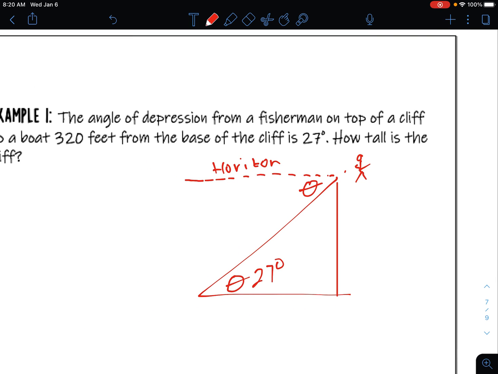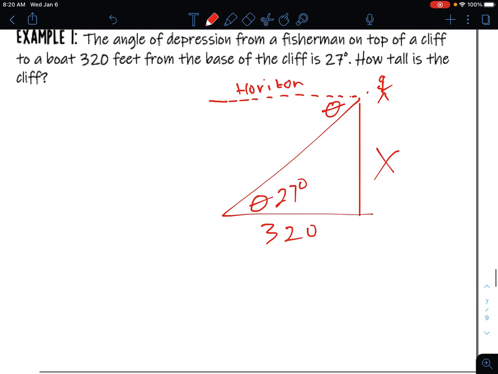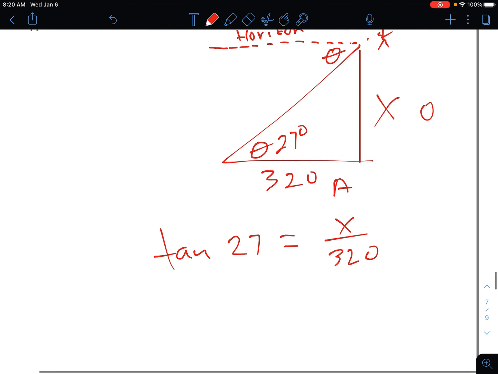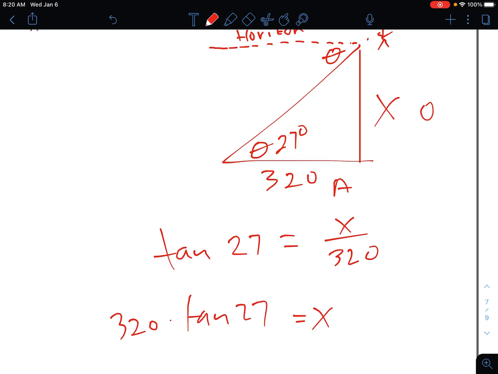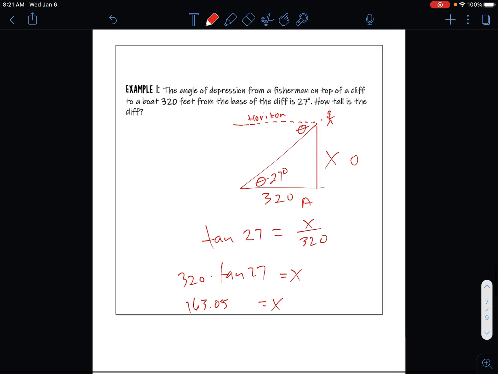The angle to a boat, so the boat's out in the water, 320 feet to the base. How tall is the cliff? We're trying to find X. And based off of this it is opposite and adjacent, which is tangent. So tangent of 27 is equal to X over 320. X is going to equal 320 times tangent of 27, which is 163.05. What are we? Feet.